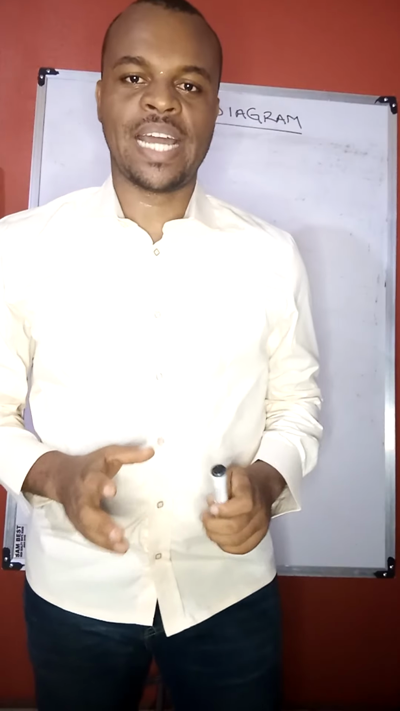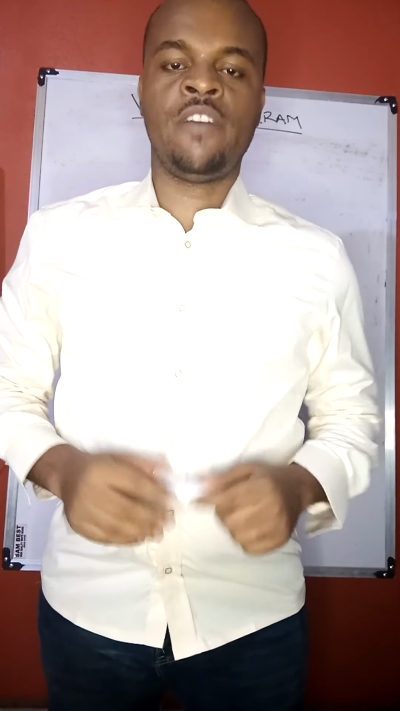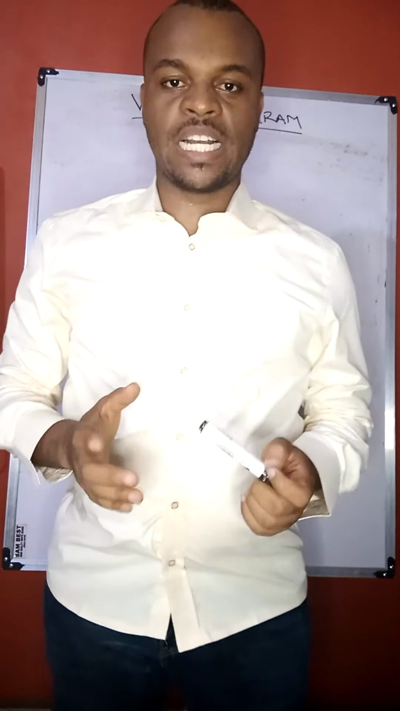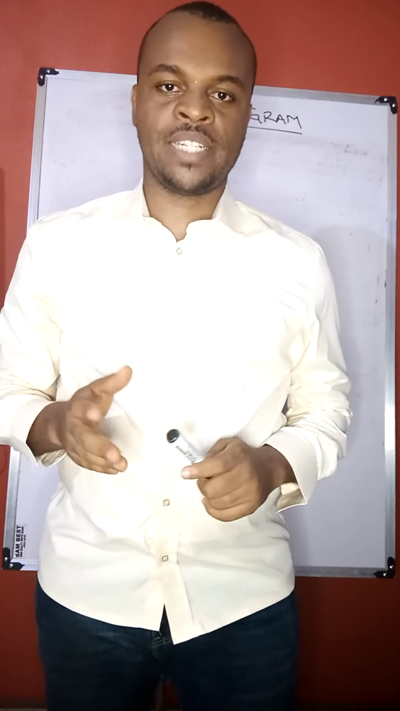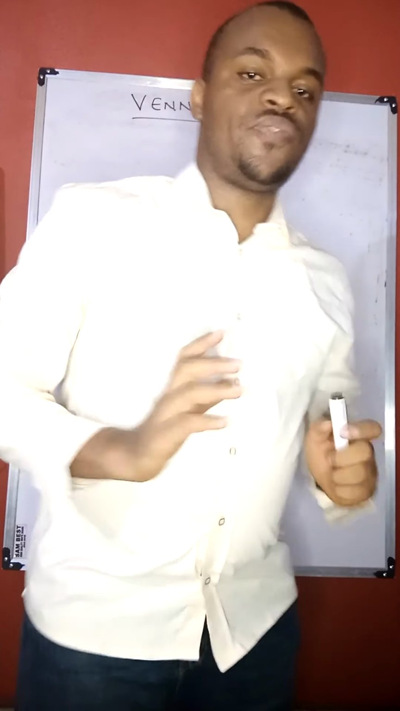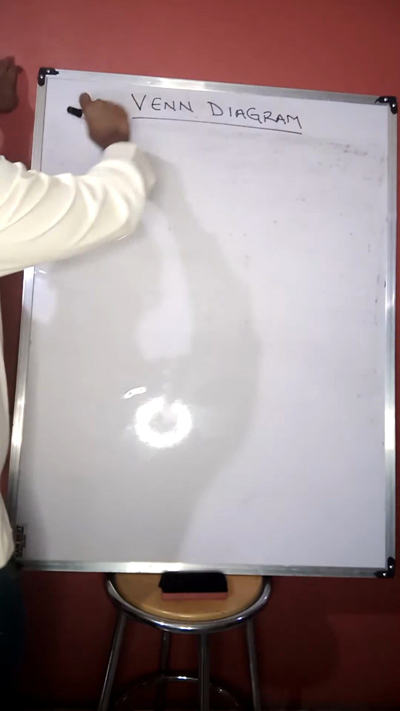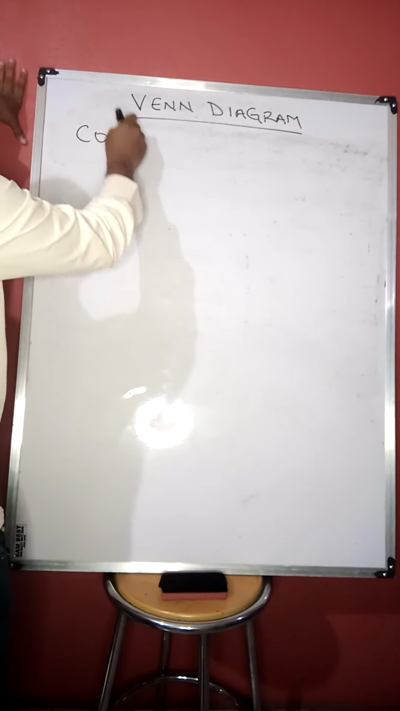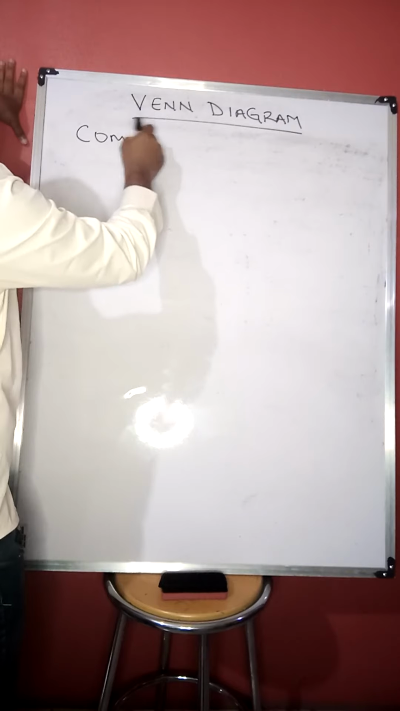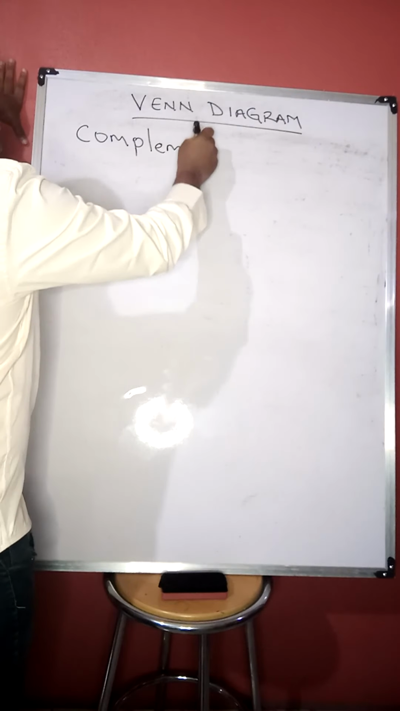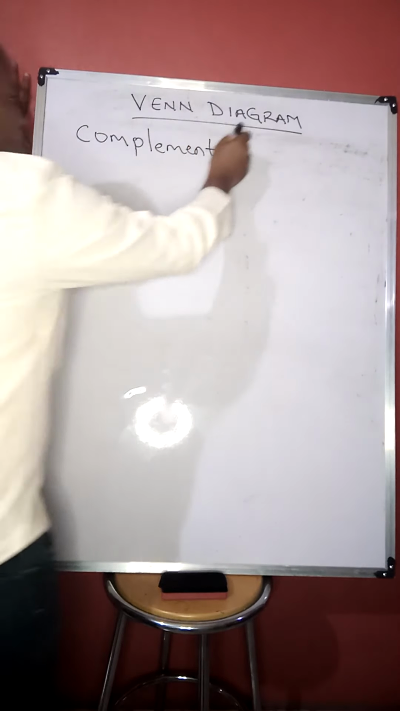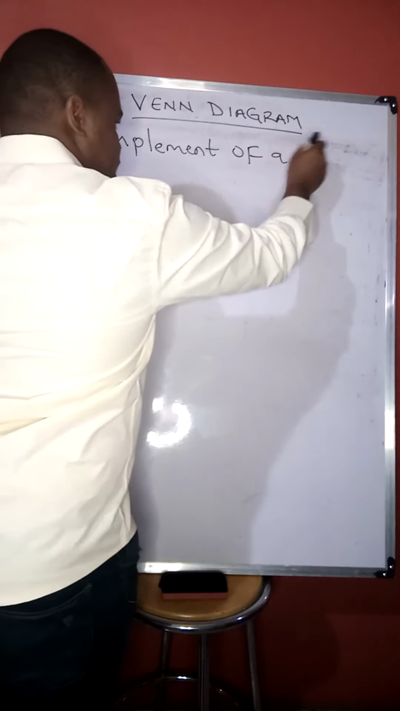Today we shall be looking at Venn diagram. Now, Venn diagram was introduced by an English mathematician called John Venn. To introduce Venn diagram to you, we must understand what a complement is. Complement of a set.